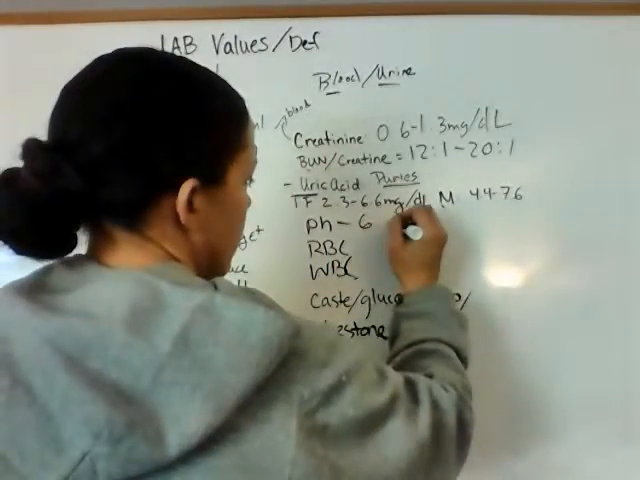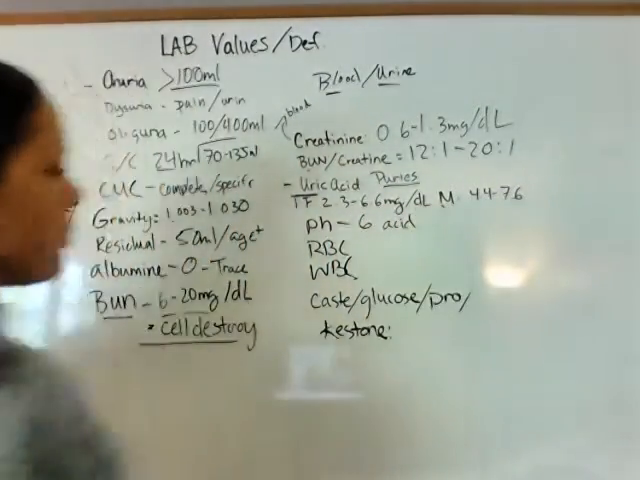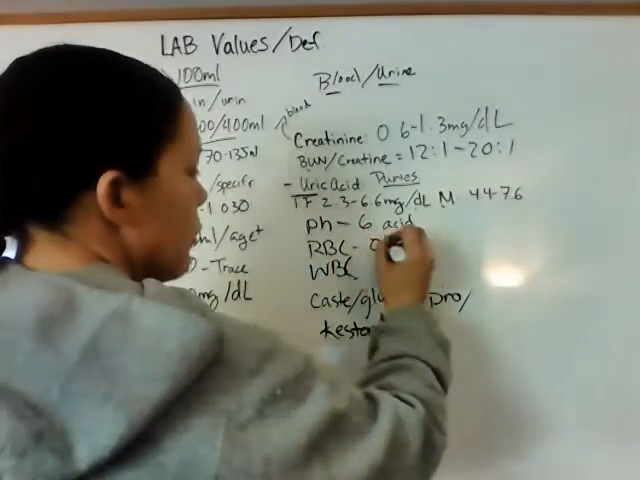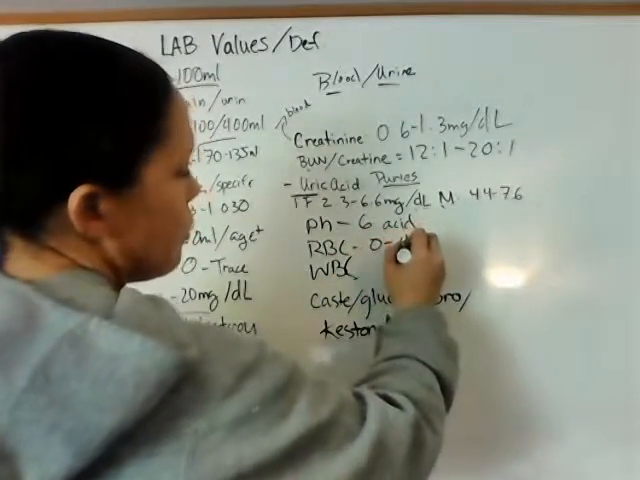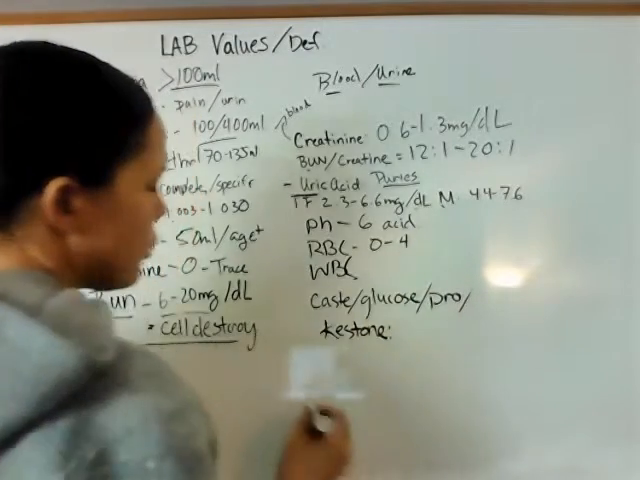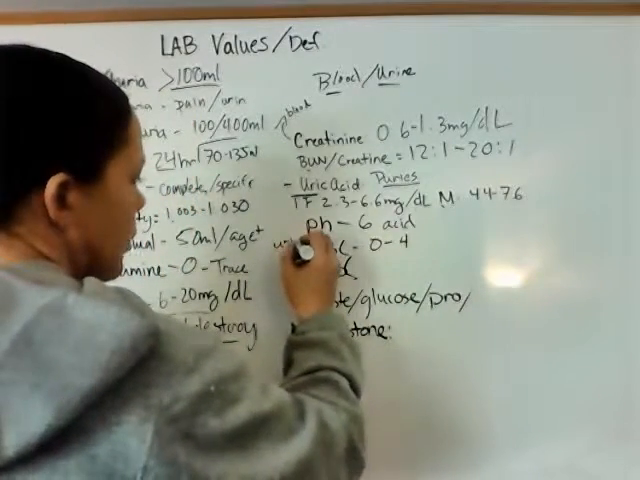pH should be 6. Remember, it's on the acidic side. Your red blood cells, you really shouldn't have red blood cells. Red blood cells are really big and shouldn't be fitting through your filtration. So you're looking at urine here. You're going to look at urine here.